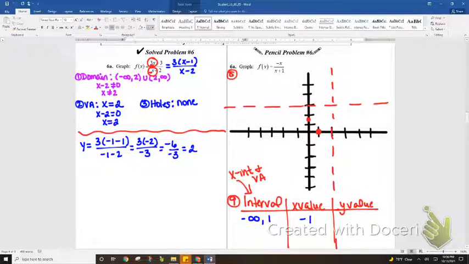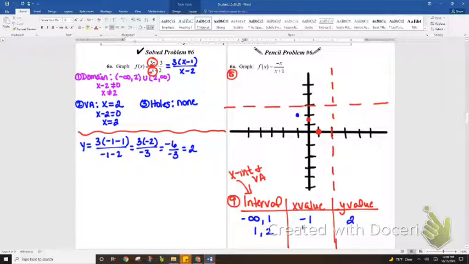And I got 2. So I have the ordered pair (-1, 2). I'm going to graph that point. Now, we just covered that interval, so don't draw this in. My next interval on my x-axis is between that x-intercept and that vertical asymptote, so between 1 and 2. So my next interval is going to be from 1 to 2.